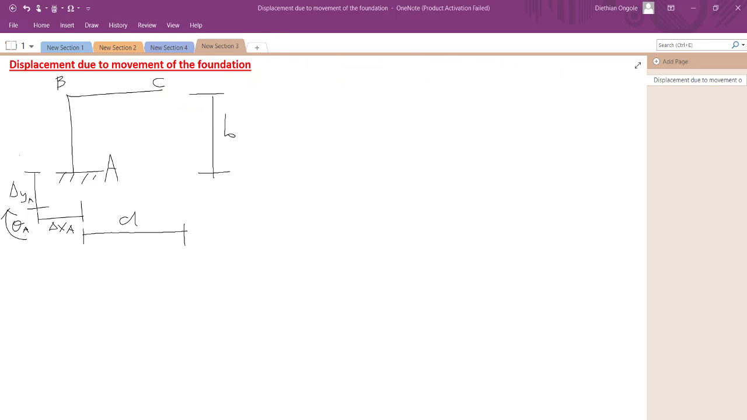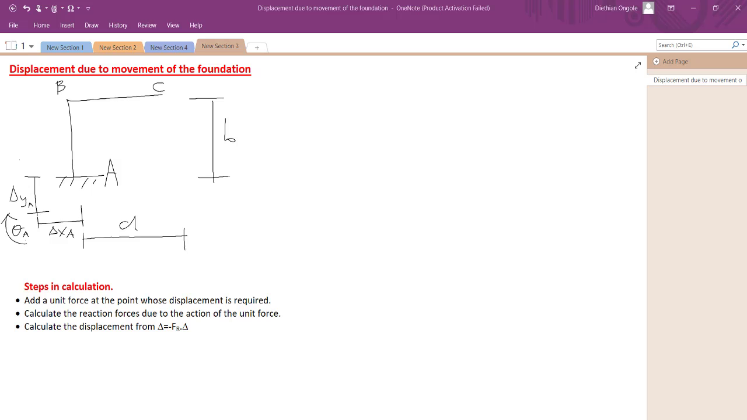So first of all, let's try to look at the steps that we take in these calculations. The first step is we have to add a unit force at a point whose displacement is required. Then we calculate the reaction forces due to the action of the unit force. And then lastly, we have got to calculate the displacement from the equation delta is equal to negative Fr times the displacement at the support.